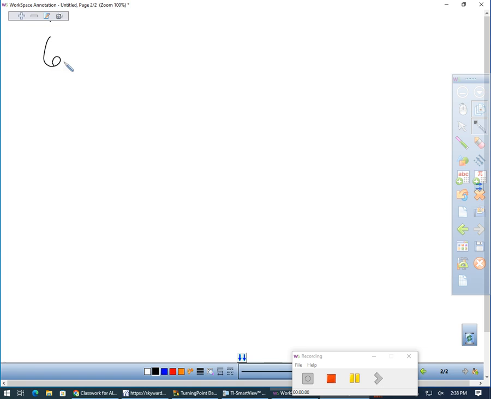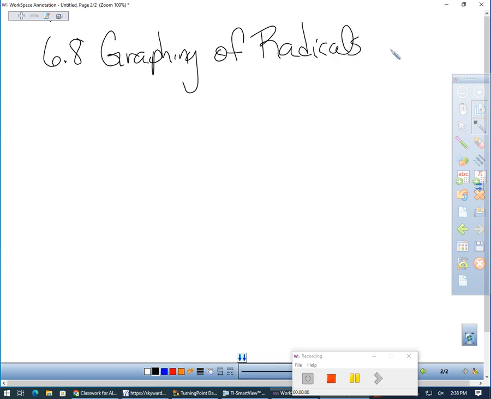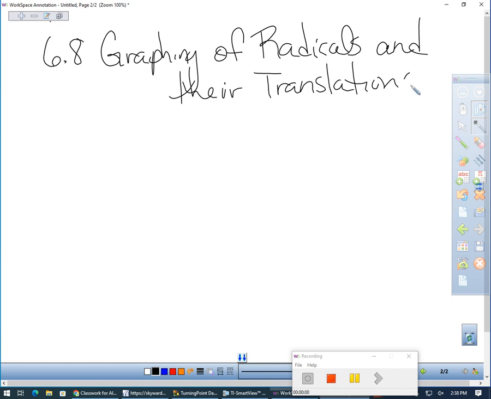We are going to start 6.8, which does the graphing of radicals and their translations. So if you recall, we originally started with parent functions, and we talked about translations back in chapter 3, like forever ago.